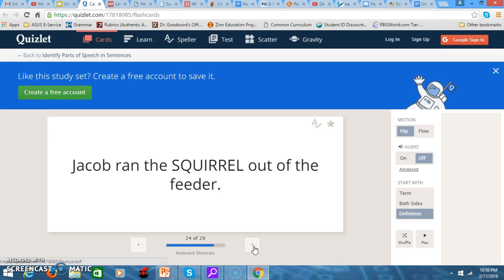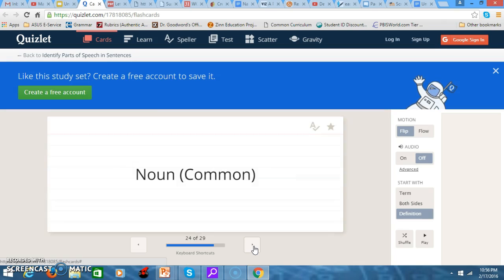Jacob ran the squirrel out of the feeder. Yes, squirrel is a common noun. Was Beth doing something? Yes, she ate. So I'll let you finish off the rest of these, but hopefully we had a lot of practice today that allowed us to get a deeper understanding of how to identify, label, and recognize parts of speech in sentences.